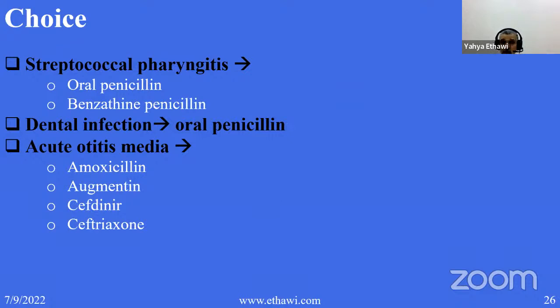For streptococcal pharyngitis, we can use oral penicillin because it is mostly strep. We can use benzathine penicillin as an injection one time. Dental infection, we can use oral penicillin. Again, streptococcus is the most common. Acute otitis media, we need a wide spectrum antibiotic. We can use amoxicillin or amoxicillin with clavulanate, or the third generation cefdinir, or IV ceftriaxone.